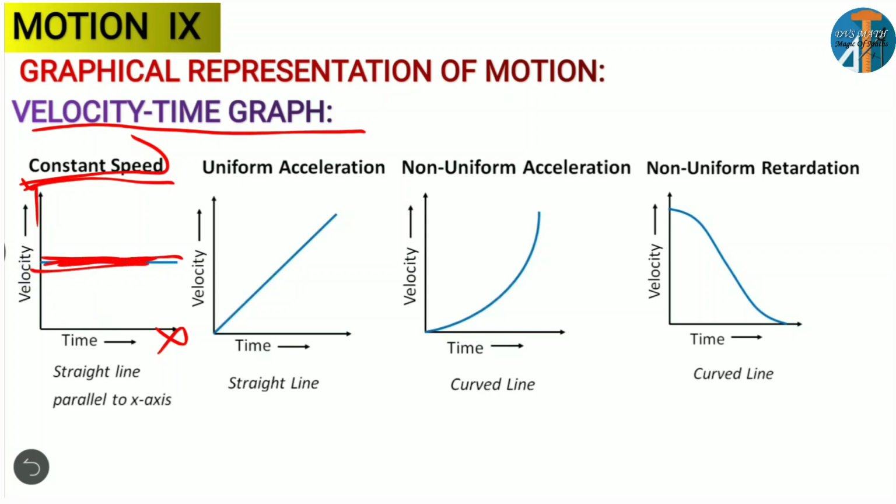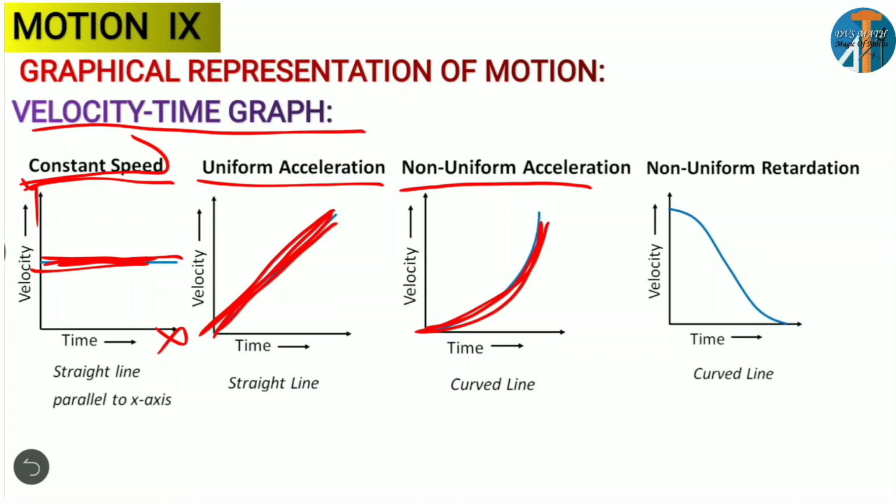In the velocity-time graph, if it is a sloping straight line, it is called uniform acceleration. Observe, in distance-time, a straight line was uniform motion, but in the velocity-time graph, a straight line is uniform acceleration. Then in the third case, if it is a curved line, we call it non-uniform acceleration, whereas earlier it was non-uniform motion. Then in the last case, non-uniform retardation.